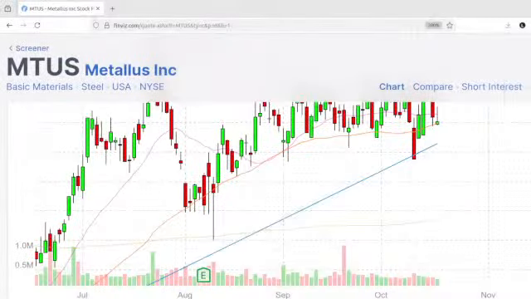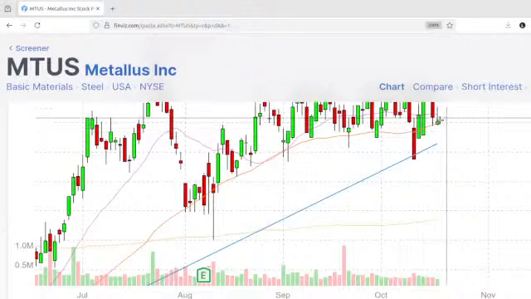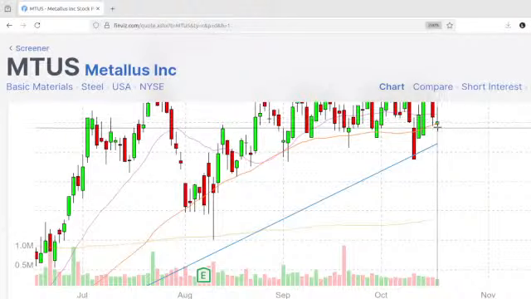An inverted hammer, right? Basically a hammer that's upside down. So what's so powerful about this is that it hit the 20-day moving average resistance and it came back down to the 50-day moving average.